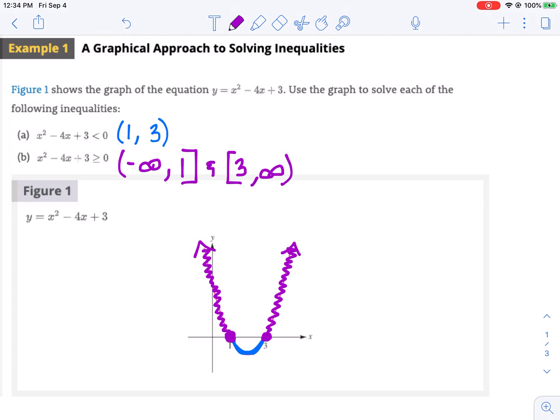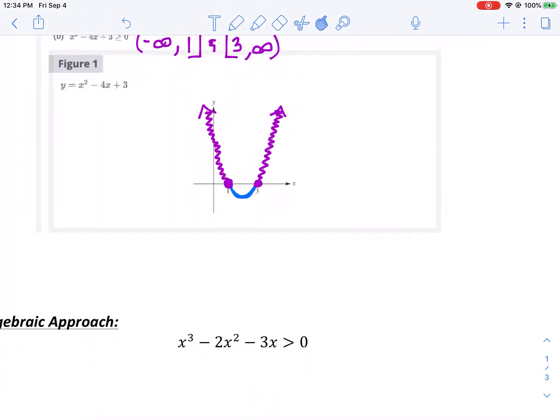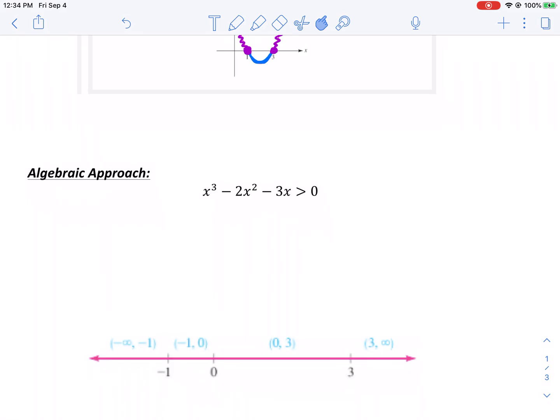So put the and, or write the word and, but those are the interval notations of what parts are greater than or equal to 0 or less than 0, looking at the graph. Pretty nice, right? Now let's actually take a different equation, sorry. We're going to take a different equation, and we're going to look at the algebraic approach, as well as we'll put a graph in it as well.